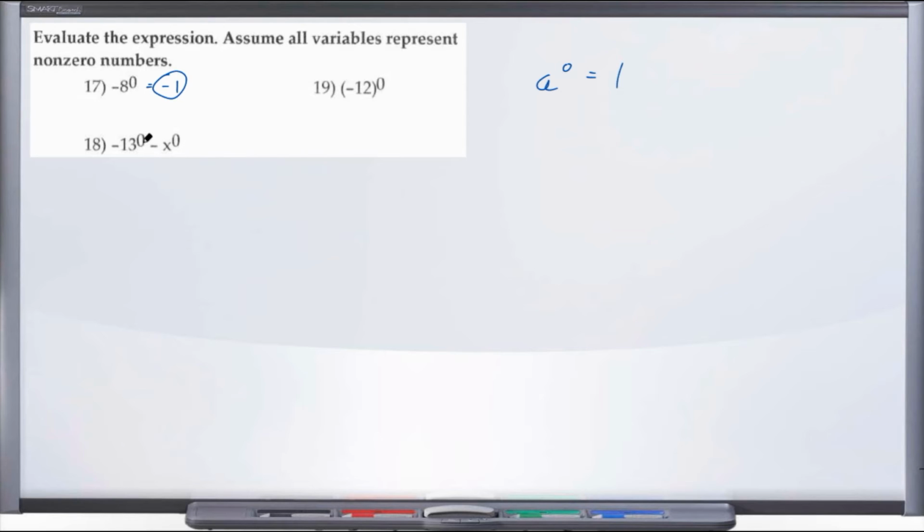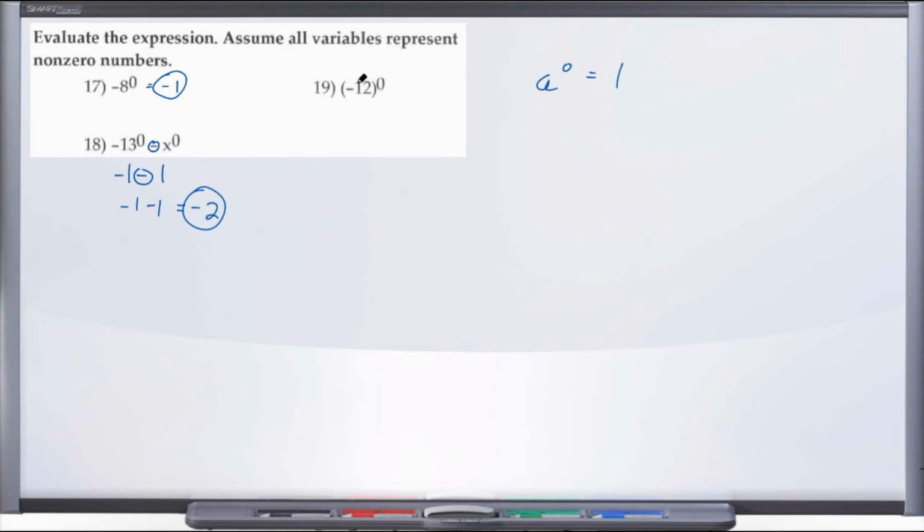Well, again, this 0 exponent only has power over the 13, not the negative. And so 13 to the 0 power is 1, but then we have to apply that negative. So we end up with negative 1, and then minus. This minus is this minus. Well, again, x to the 0 is just 1, so we end up with negative 1 minus 1, so negative 2. And lastly here, now this 0 has power over the whole thing because we're using parentheses.